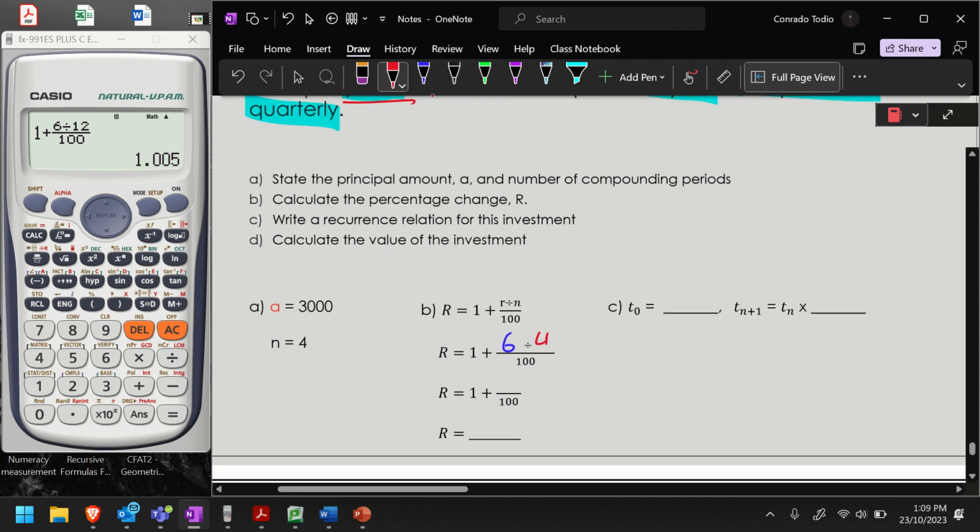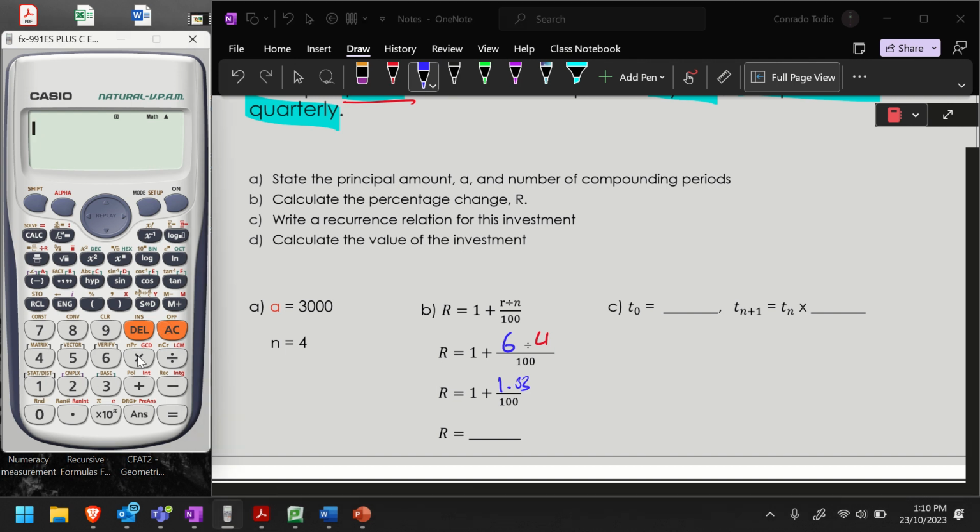Again, you don't have to do this, but 6 divided by 4 is 1.5. But just chuck this in your calculator. Oh, sorry, it's 6 divided by 4. My bad. All right, put that in your calculator. Is it 1.5? 6 divided by 4. Oh, yeah, sorry, it was 1.5. My bad. So 1 plus the fraction of 6 divided by 4 over 100 equals 1.015.